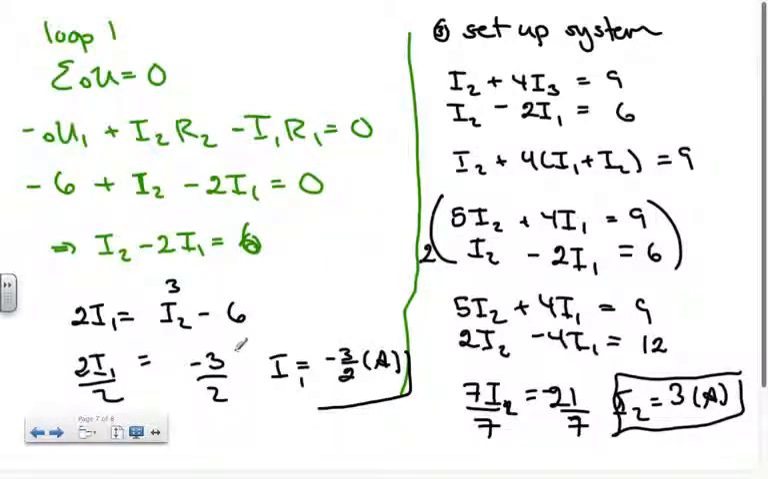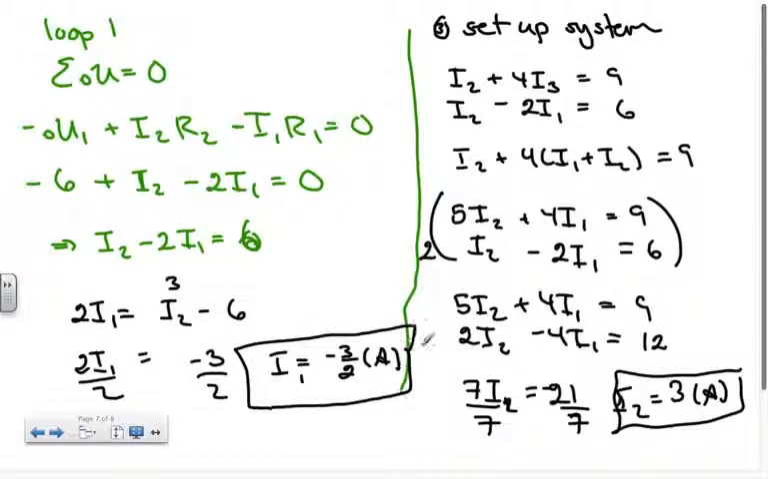And why is it negative in this situation? It's negative because I guessed wrong on the direction for I1. It means I guessed incorrectly for that particular direction.